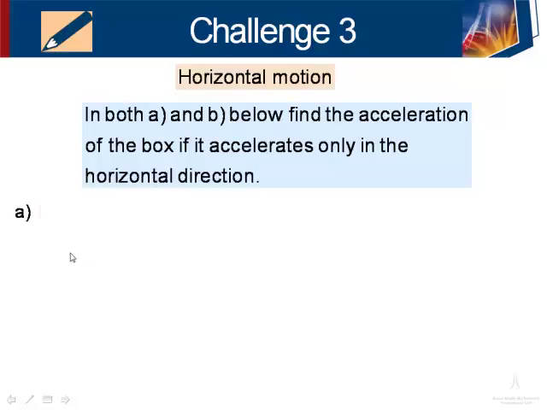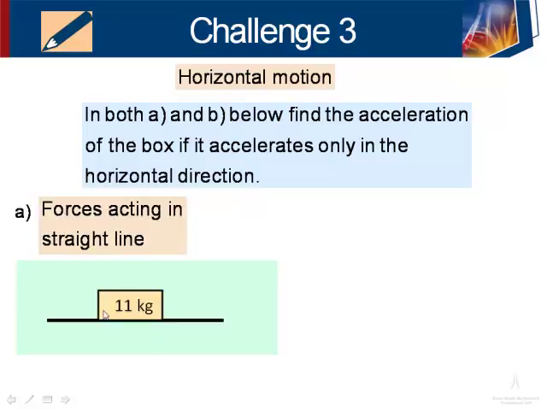Example A, we're looking at forces acting in a straight line. We have an 11 kilogram box. We have a force of 13 newtons to the left and a force of 55 newtons to the right and a frictional force of 20 newtons to the left. Remember, here we're considering only the horizontal motion, and therefore since there is no vertical motion and no applied force at an angle, we don't need to work out components of the forces.